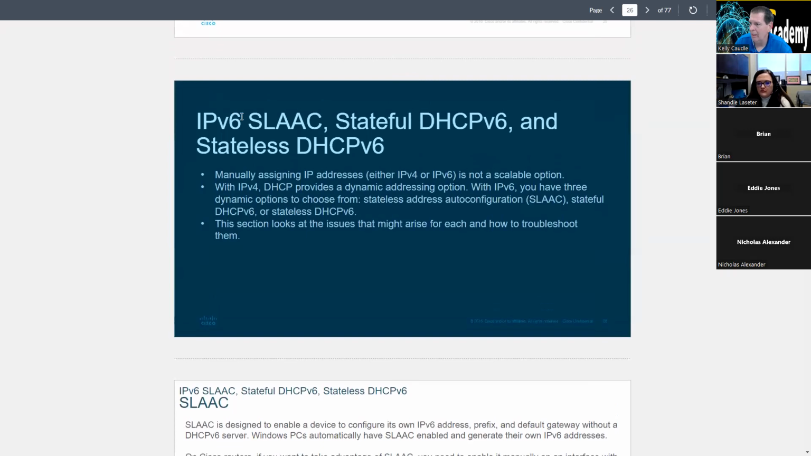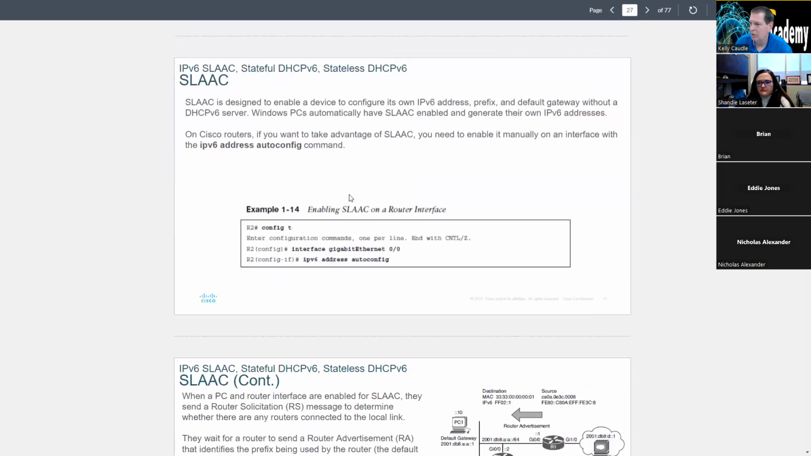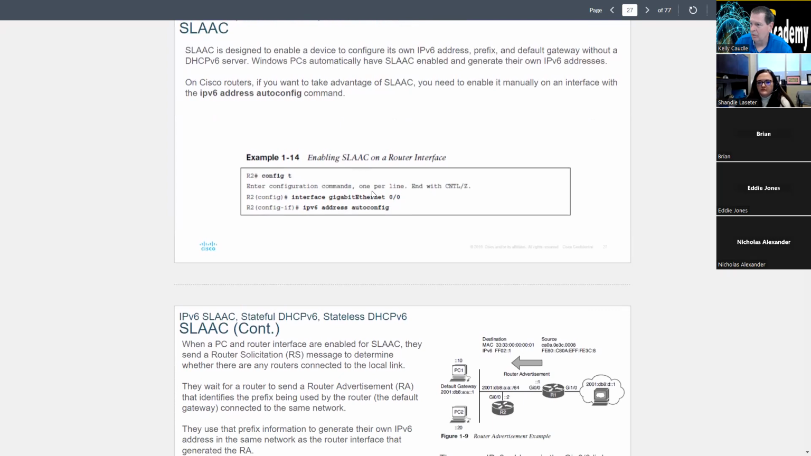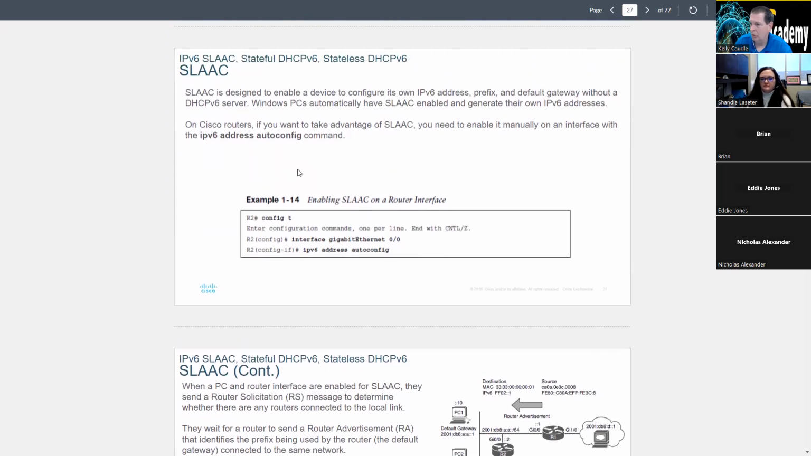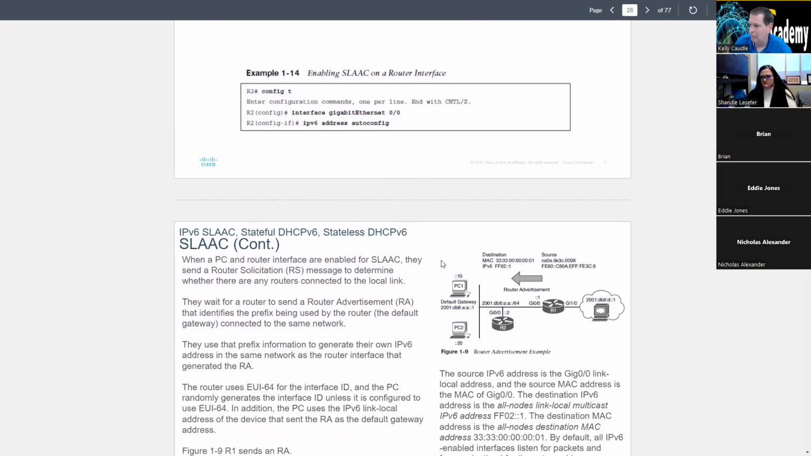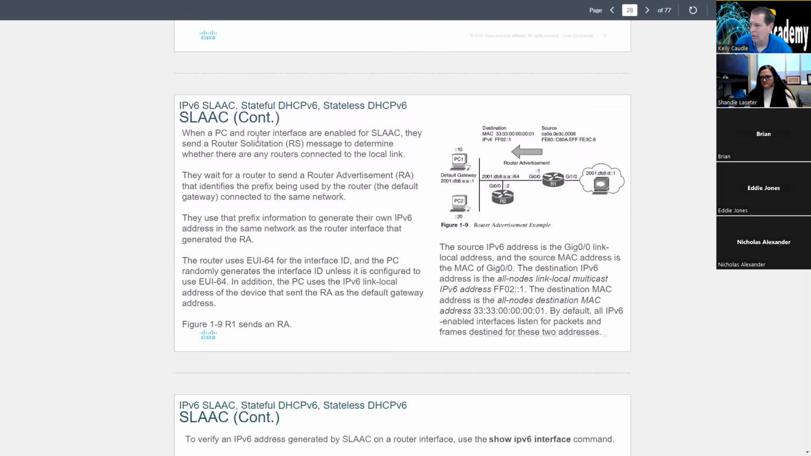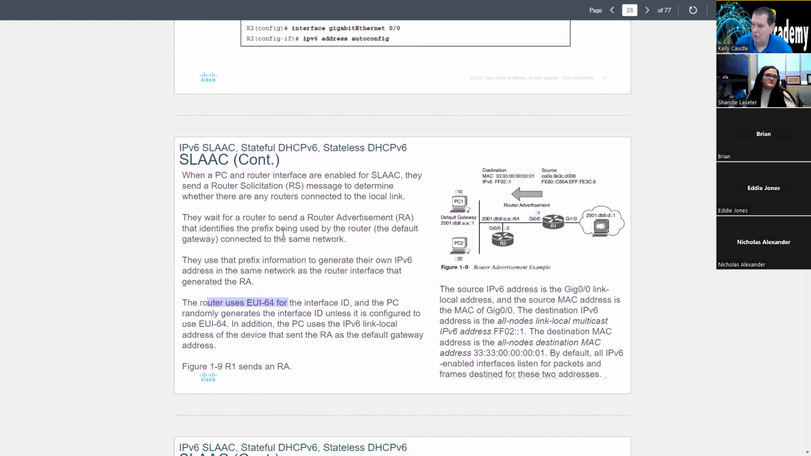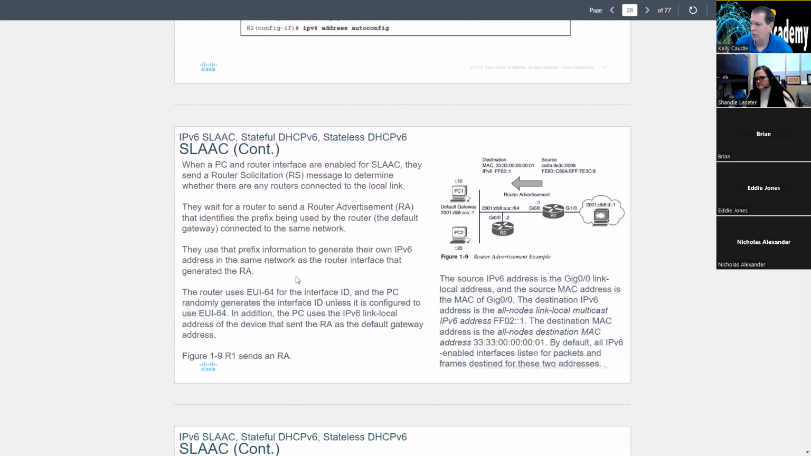So again, we've got SLAAC, stateful DHCP, and stateless. Address autoconfig, that would be SLAAC if you wanted to do it on a router interface. For some reason, you didn't want to statically set an IPv6 address on a router, so you want it to be SLAAC. You just do this, address autoconfig. It will send router solicitation messages. It'll get a router advertisement. Those router advertisements will then allow it to grab a global unicast address and then use EUI-64, which is nuts, it should not be doing that, to give itself an IP address.